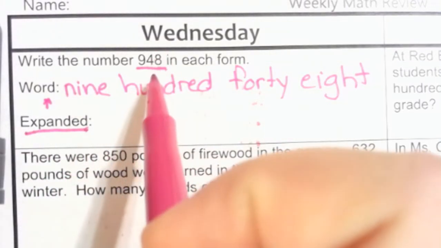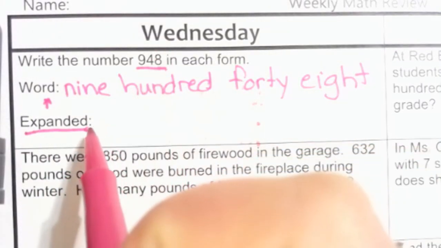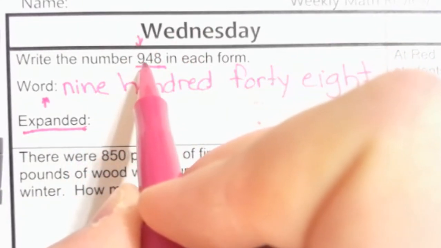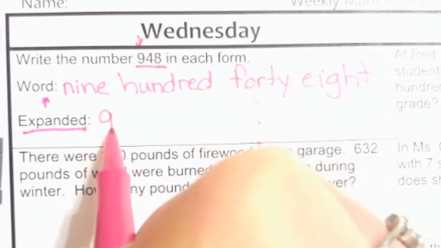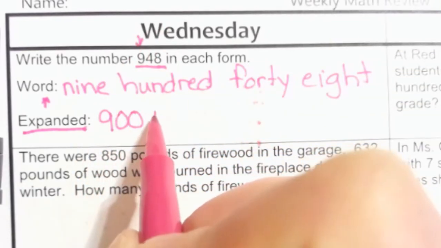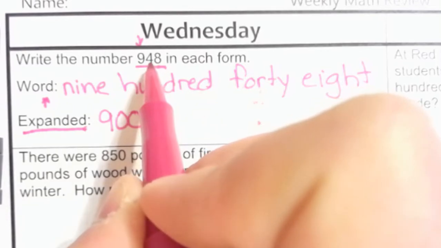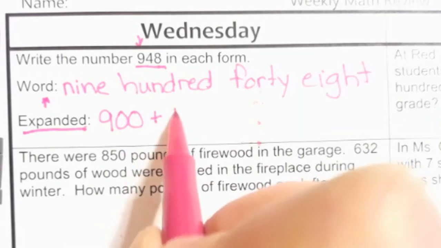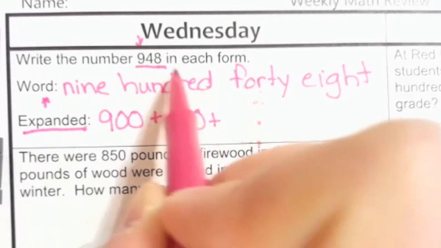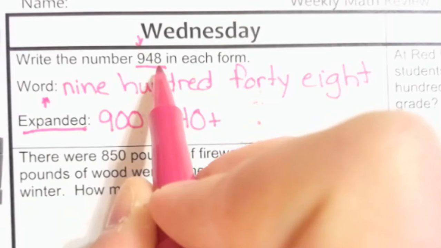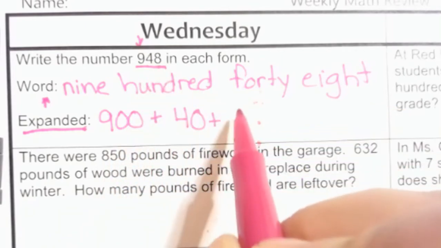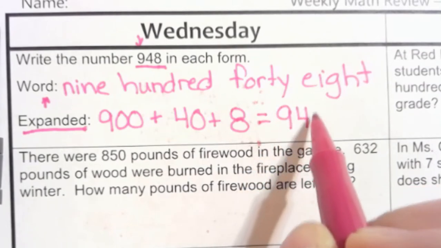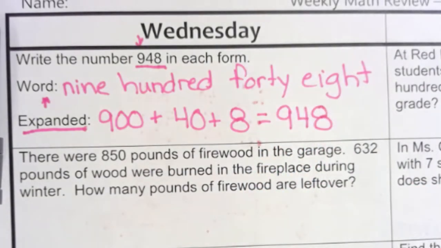I like to talk about values of the digit when we're talking about expanded form. So this 9 is in the hundreds place and it's worth 900. So we have 900 plus this 4 is in the tens place. That means that 4 is worth 40. And then we're going to add the ones place. That 8 is in the ones place, so it's worth 8. 900 plus 40 plus 8 is your expanded form. Equals 948.